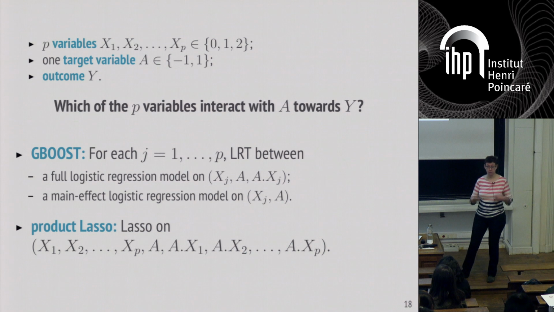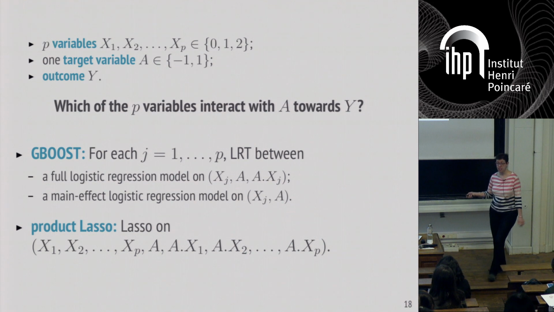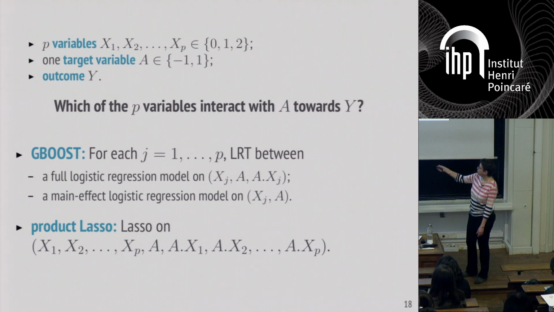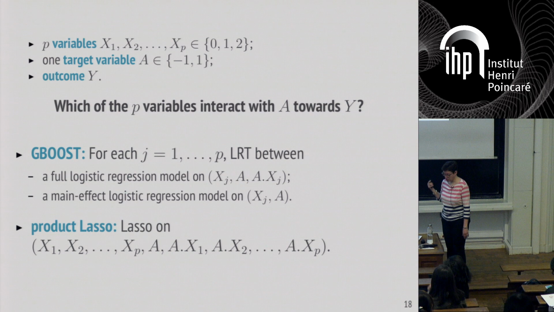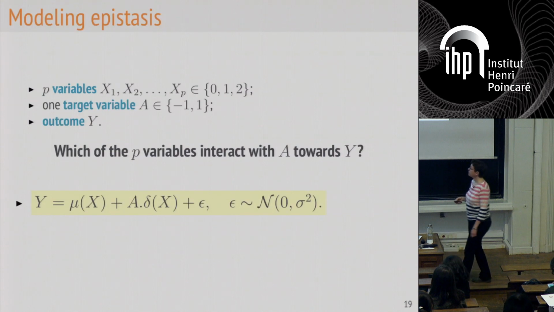Another thing you can do, if you're a fan of the lasso, is you say, okay, I'm going to do a lasso on all the variables that are involved in my system. So my target variables, my P other variables, and the cross products. So I'm running here a lasso of the order of 2 P variables. And then I will see if the coefficients corresponding to those cross products come out as non-zero in my lasso. So we tried a different approach.